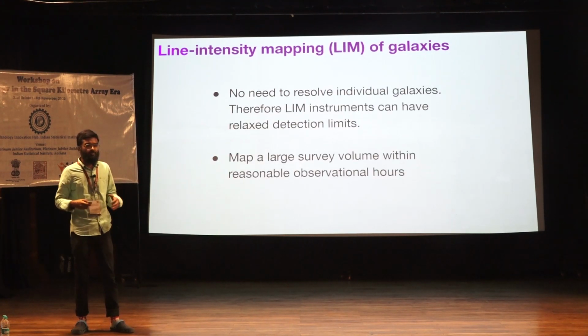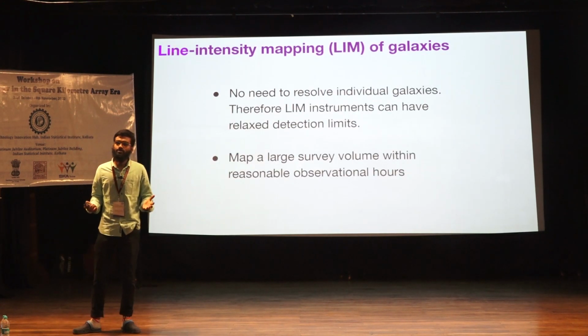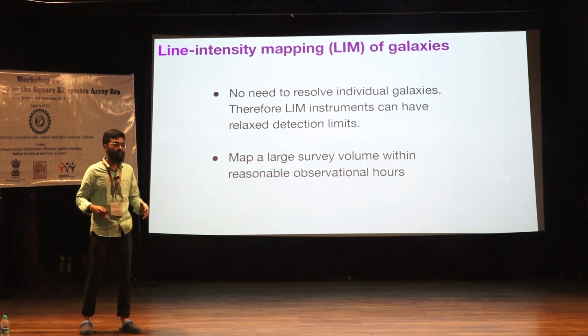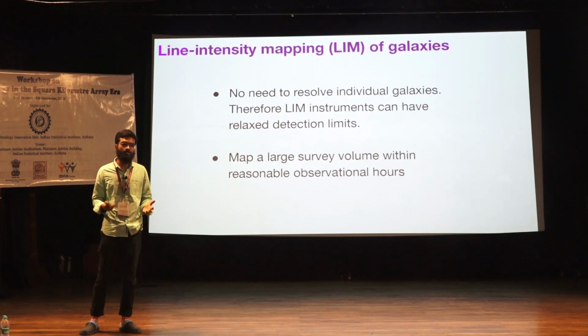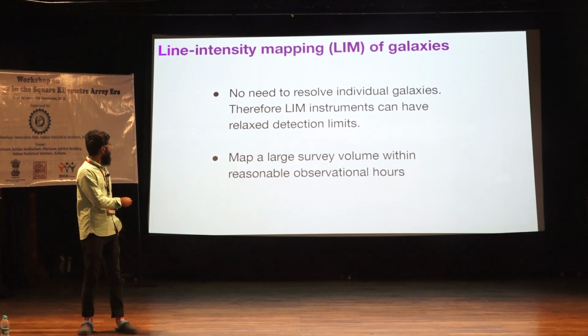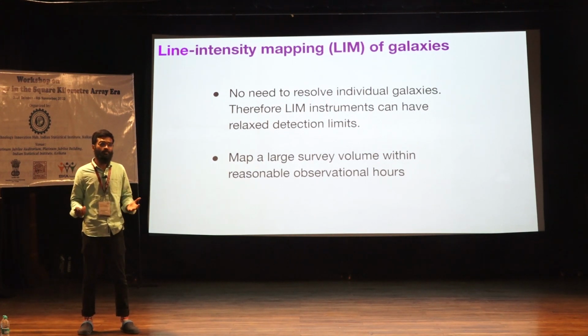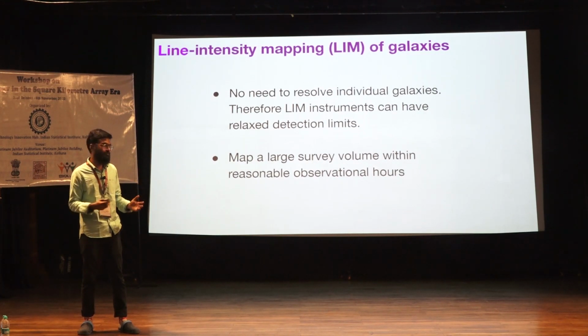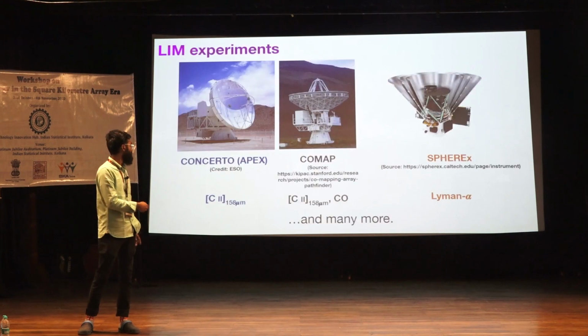So there are certain advantages of using this method. The first one is that we give up on resolving individual galaxies, and therefore it can have far more relaxed detection limits as compared to point source detections. And of course, since we have this advantage, we can also do large volume surveys within feasible observational hours. For example, we can do square degree observations within a couple thousand hours.